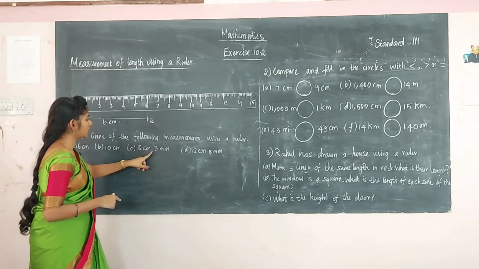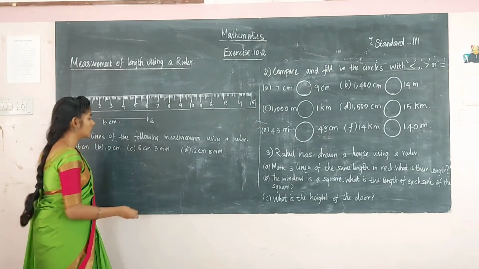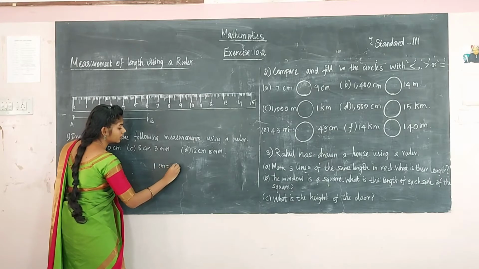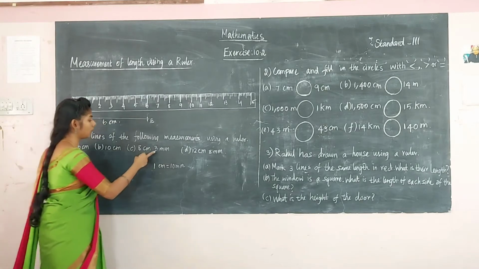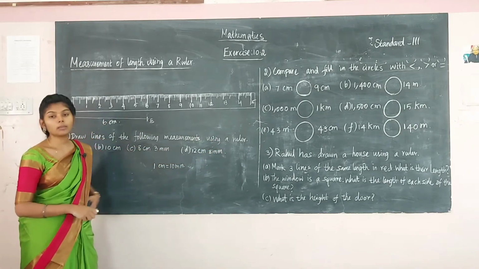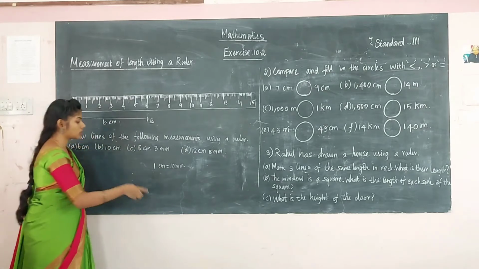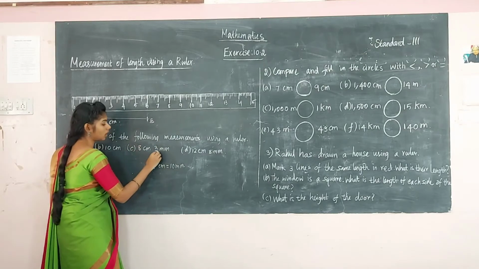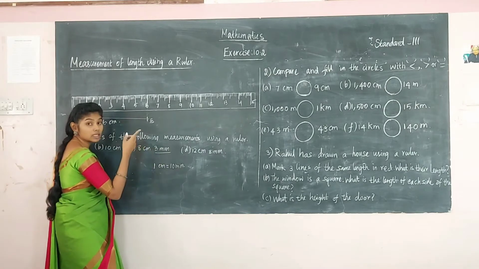See the next one, 8 centimeter 3 millimeter is given. In the lower class itself you have learned this, no? 1 centimeter is equal to 10 millimeter. Then how will you convert to centimeter? Because you are going to use your ruler only, it will be in centimeter only. 1 millimeter is 0.1 centimeter. 3 millimeter is here, so to convert that it will become 0.3 centimeter.